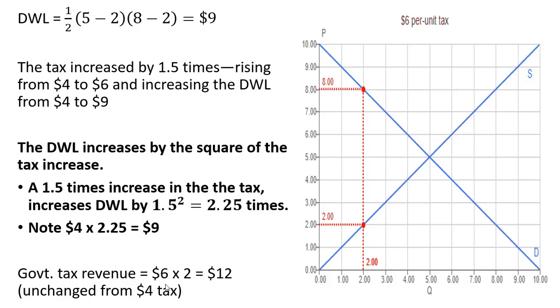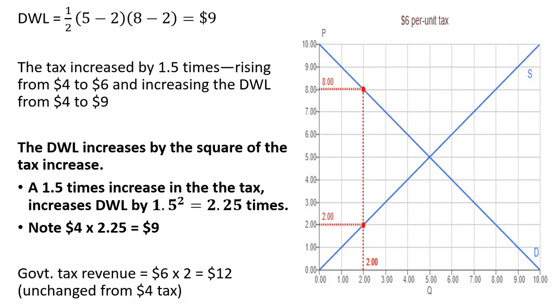The government tax revenue is unchanged. 2 units are being taxed at $6 per unit, so once again, the government's collecting $12 of tax revenue, which is the same as our last example.